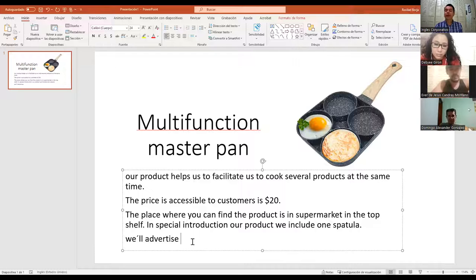The place where you can find the product is the ranch, right? Ranch. Okay. The place where you can find the product is the supermarket, on the top shelf. In a special introduction, our product will include one spatula. There's something additional for your purchase, compra or buy it.